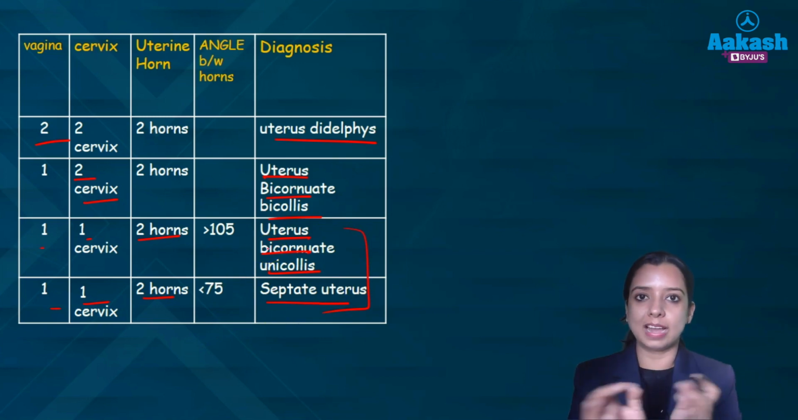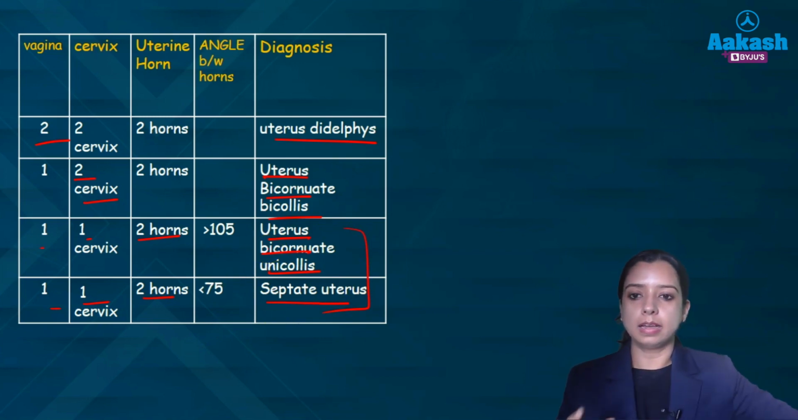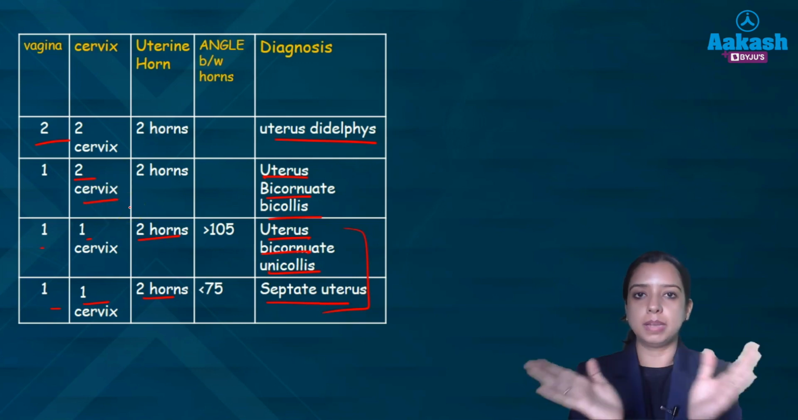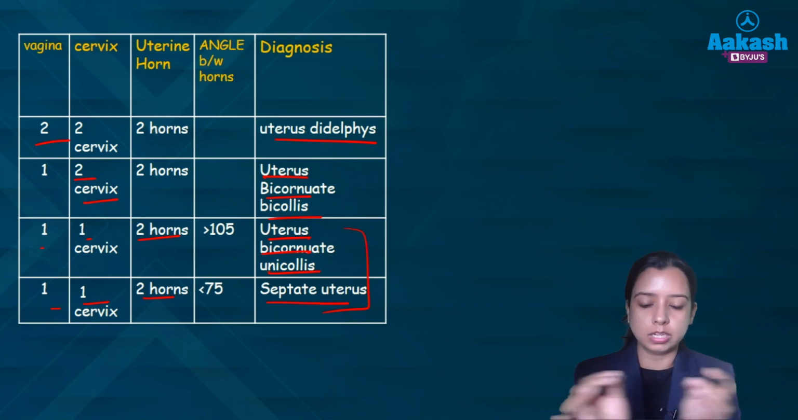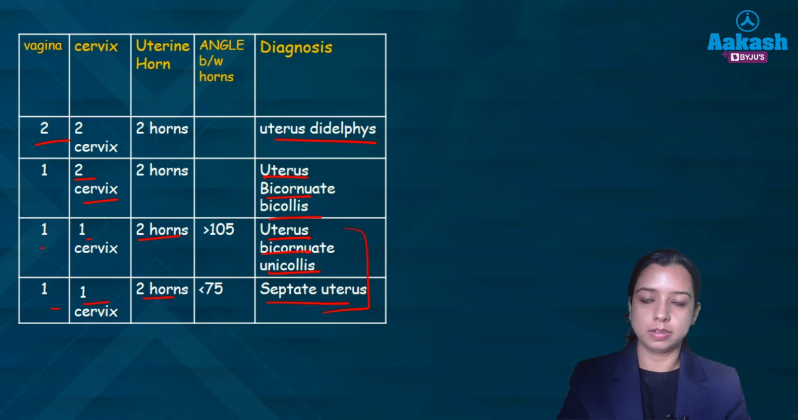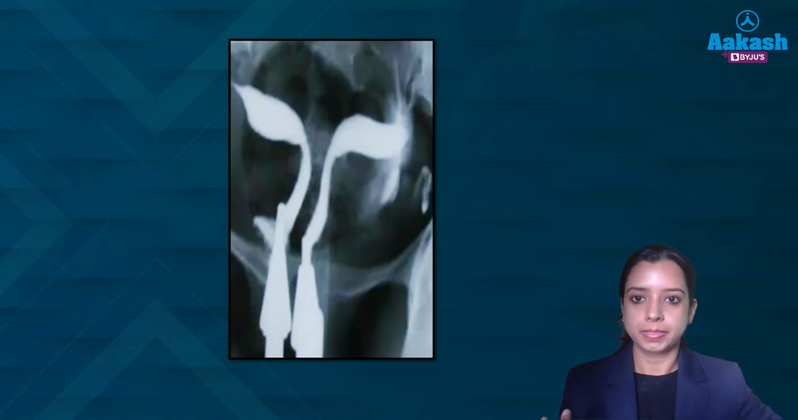Now you cannot measure the angle in the exam. The idea is that if the 2 uterine bodies are very far, look far to you, the distance between them is more than 4 cm, it is uterus bicornuate. If the 2 bodies seem closer to you, it is septate uterus. Simple.